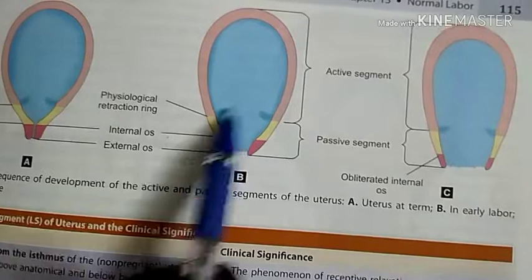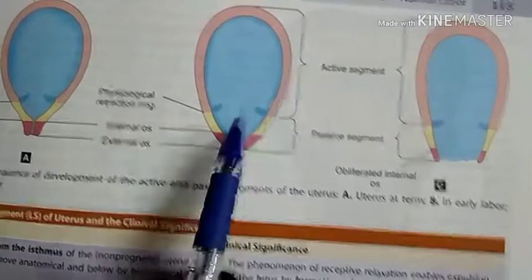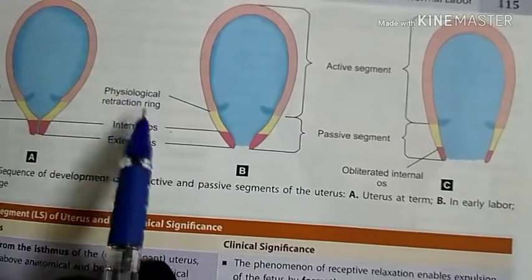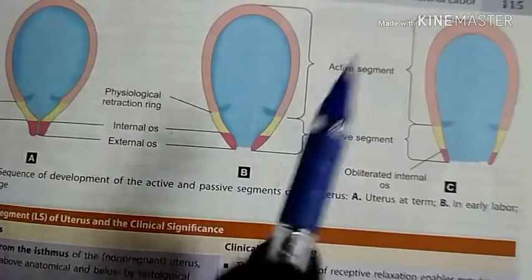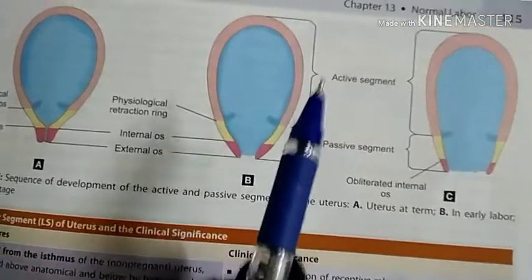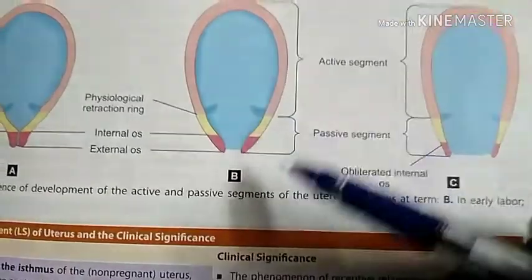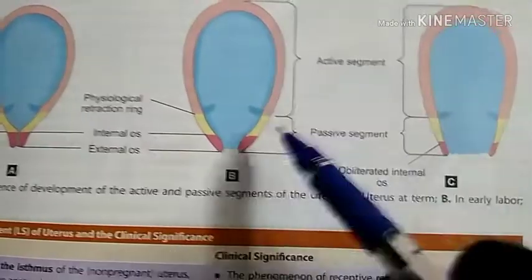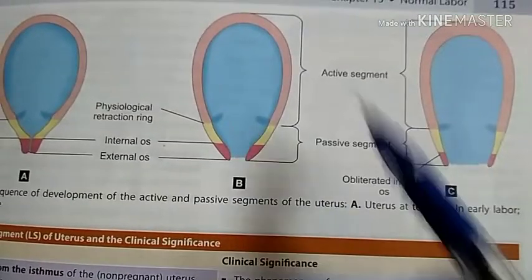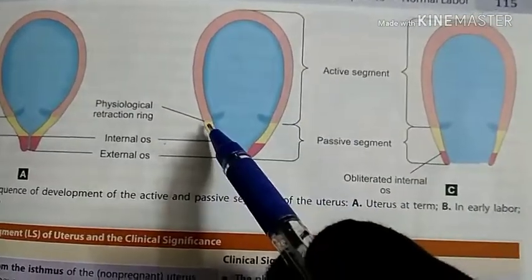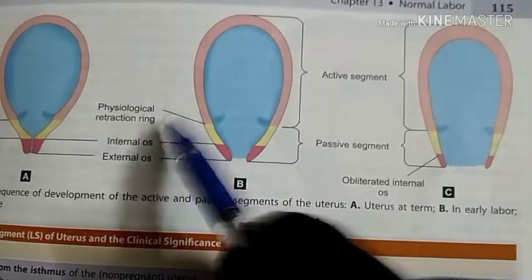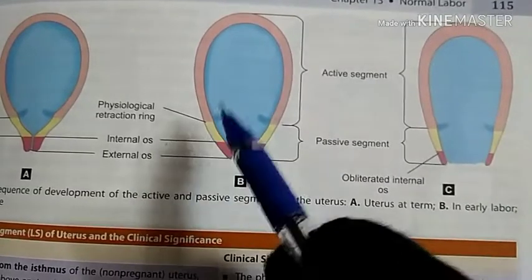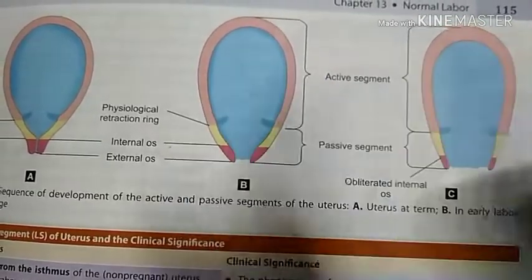which is thin. This ring becomes more prominent in obstructive labor, when it is termed the pathological retraction ring. Here it is physiological. In obstructive labor, it turns into the pathological retraction ring. During uterine contraction, the uterus gets divided into the upper thicker segment called the active segment and the lower thin segment called the passive segment. The junction between these two is the physiological retraction ring. This junction becomes more prominent in obstructive labor, where it is called the pathological retraction ring.